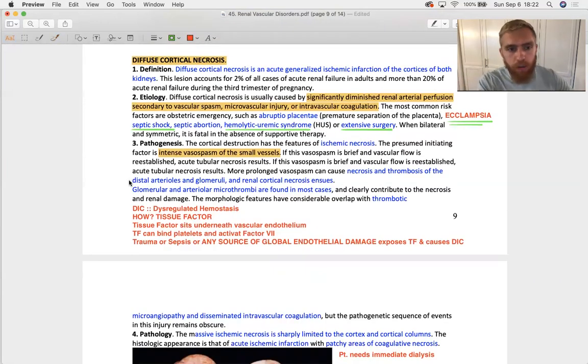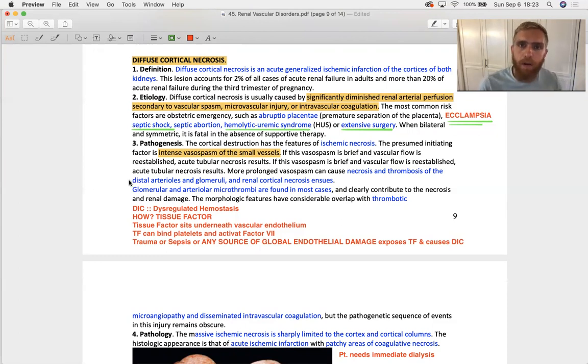So what's DIC? Disseminated intravascular coagulation is dysregulated hemostasis. When we say hemostasis, there's the clotting part and the anti-clotting part. Whenever the balance tips too far towards the clotting side, so you're clotting too much, that's disseminated intravascular coagulation. Does that make sense? All over the place in your bloodstream, you've got clots. That's what the disease is.